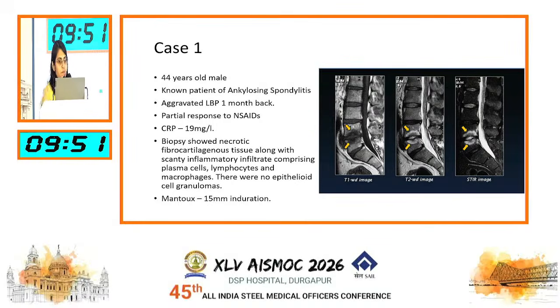this is the MRI picture. A CT guided biopsy was done, and it revealed some necrotic fibrocartilaginous tissue along with some scanty inflammatory infiltrate with plasma cells, lymphocytes and macrophages. But there were no epithelioid granulomas. Mantoux was borderline, about 15 millimeter in duration. So can anyone from the audience say what is this picture which is on the right side?